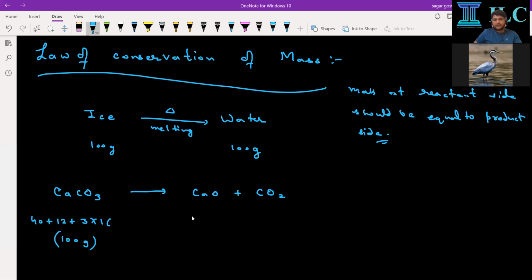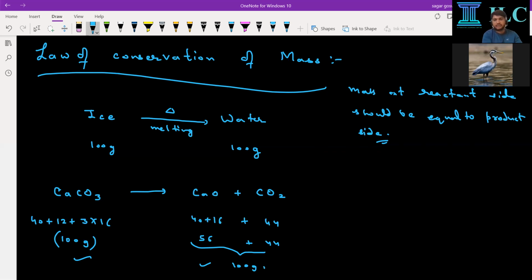Now calcium is 40. 40 plus 1 oxygen, so it will become 56 total, plus CO2. Carbon is 12, oxygen is 32. 32 plus 12, it will become 44. So is it matching? 56 plus 44, it is becoming 100. So is the law of conservation of mass followed or not? Obviously, mass will remain the same. It is the law of conservation of mass.